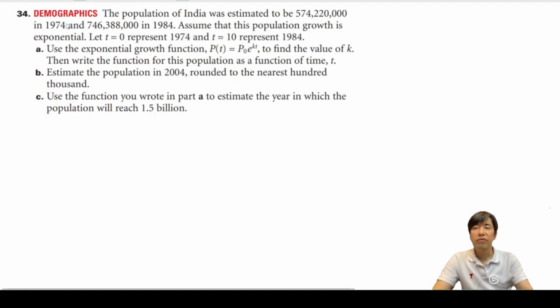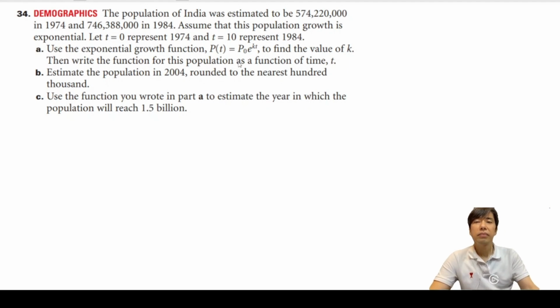Okay, next one, demographics. The population of India was estimated to be 574,220,000 in 1974 and 746,388,000 in 1984. Assume that this population growth is exponential. Let t equal 0 represent 1974 and t equal 10 represent 1984. Use the exponential growth function, P(t) equals P naught times e to the kt, to find the value of k. Then write the function for this population as a function of time t.